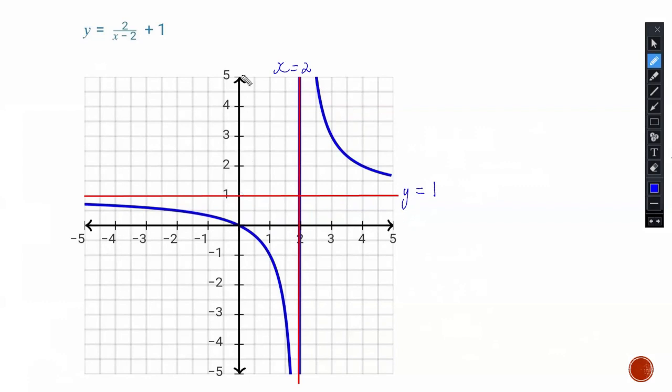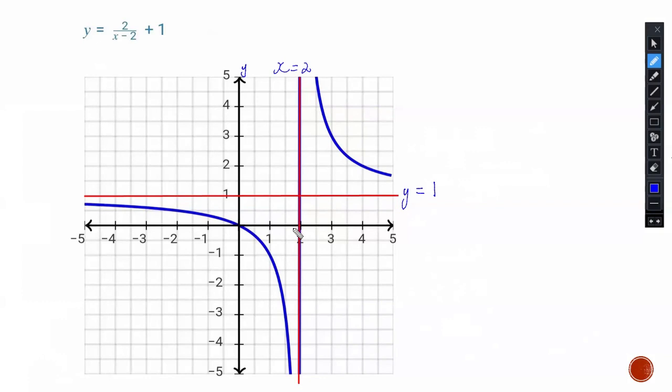The horizontal asymptote always passes through the y-axis, which is why the equation is y is equals to 1. The vertical asymptote passes through the x-axis, which is why it says x is equals to 2. So that's how you have it, right?